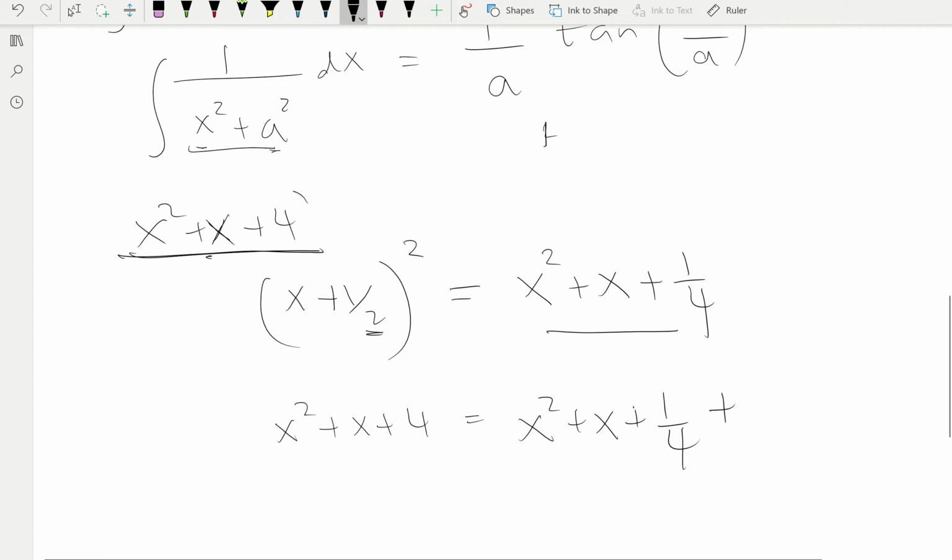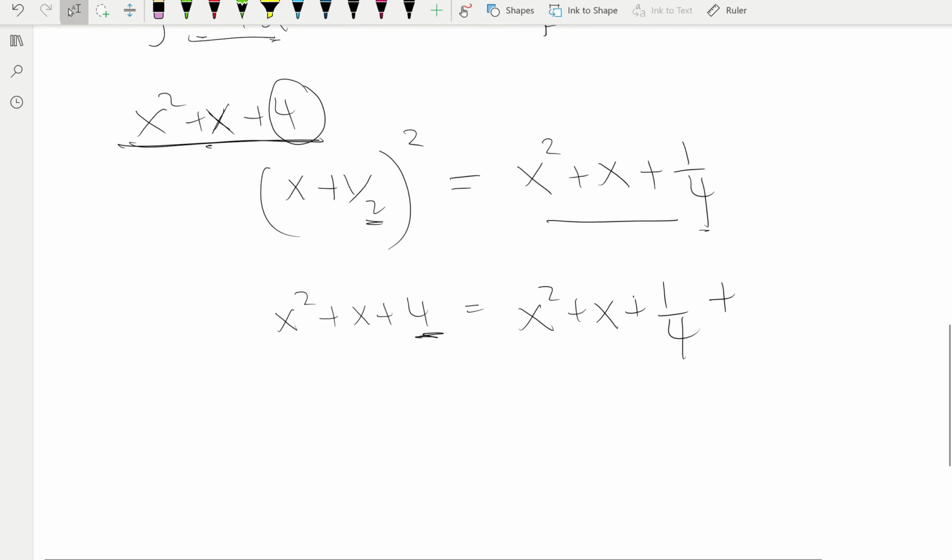plus how much do we need to make 4? We already have 1 over 4. How much more do we need to add to get 4 here? Let's see, it should be a fraction. It should be 15 over 4, right? If we add 15 over 4, we get 16 over 4 here, and then we get 4. So we know x square plus x plus 4 is x plus half square plus 15 over 4.